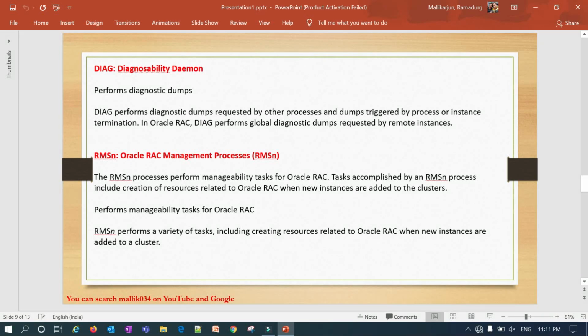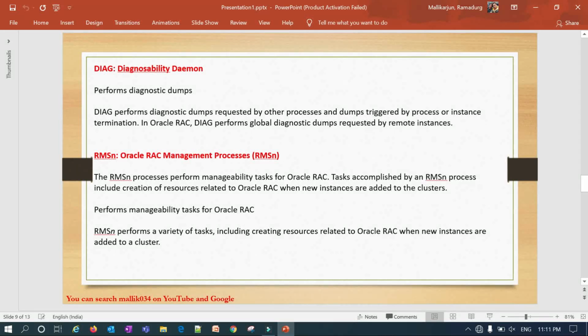If node 1 goes down, node 1 crashes, and node 2 will kickstart this DIAG. If node 2 goes down, node 1 or node 3 will kickstart the DIAG process, and it will dump all the traces and all the logs into one particular diagnostic file.